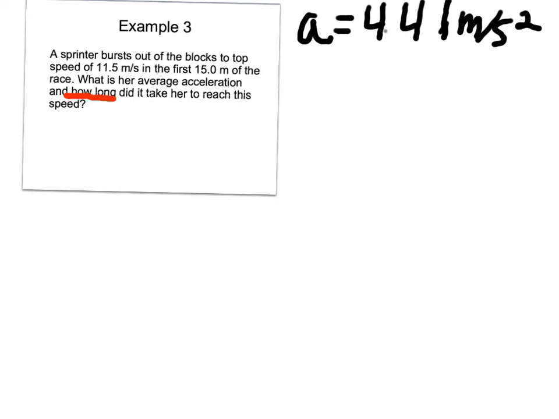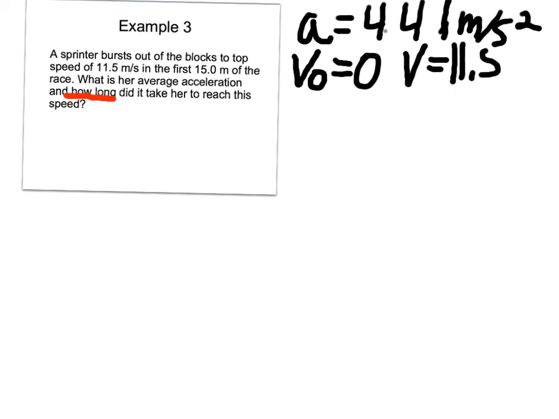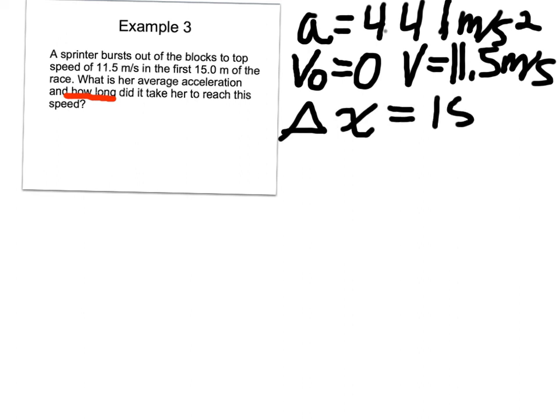We know the acceleration we found on the last slide. We know her initial velocity is 0. We know the final velocity is 11.5 meters per second. We know she went 15 meters when reaching that velocity. Now we're going to try to pick out an equation that takes the information I just wrote down and gives you time. I see the equation on page 46 in section 2.5. Why don't you take a minute, see if you can find which equation we should use here. Pause the video if you need to.